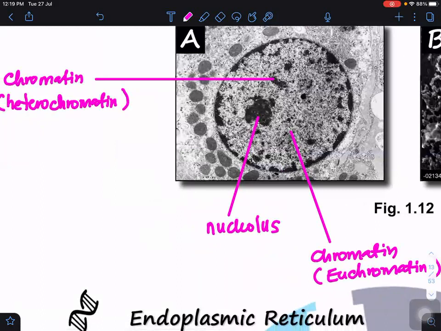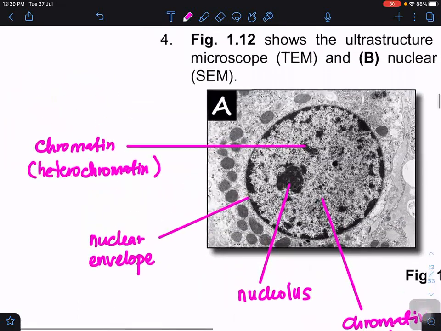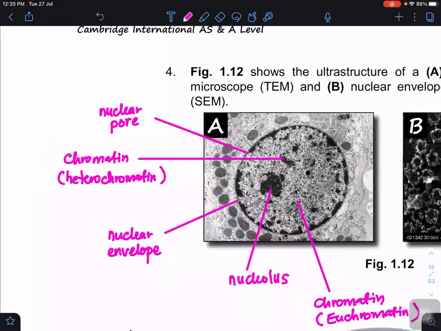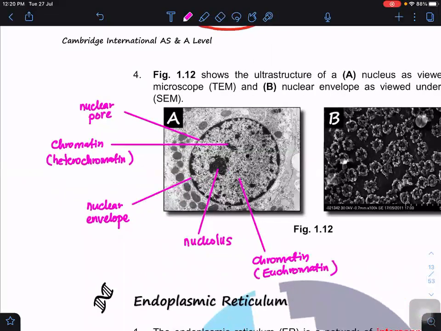Then you can see that's the membrane. This one is termed the nuclear envelope. Nuclear envelope. And you may see the pore. You may see a bit of pore here and there. So this one is the nuclear pore. So please label.